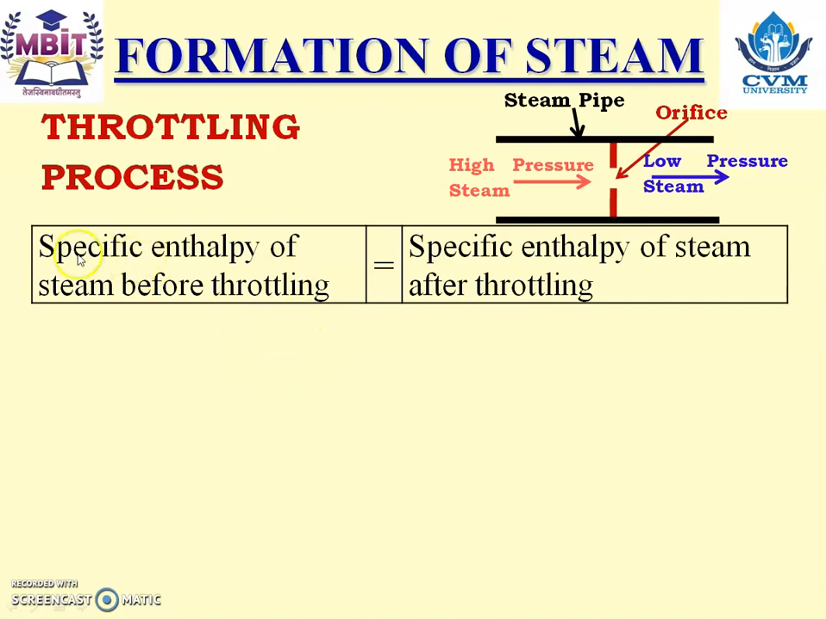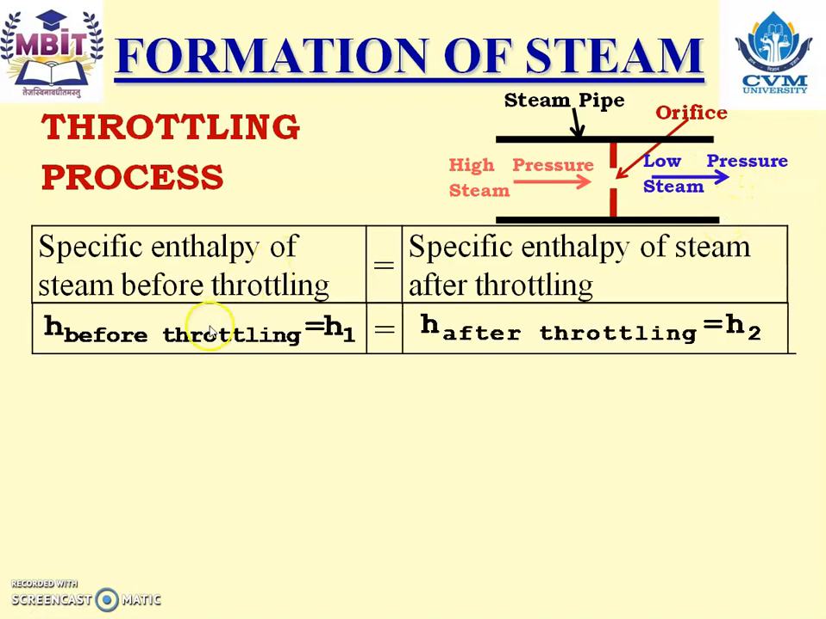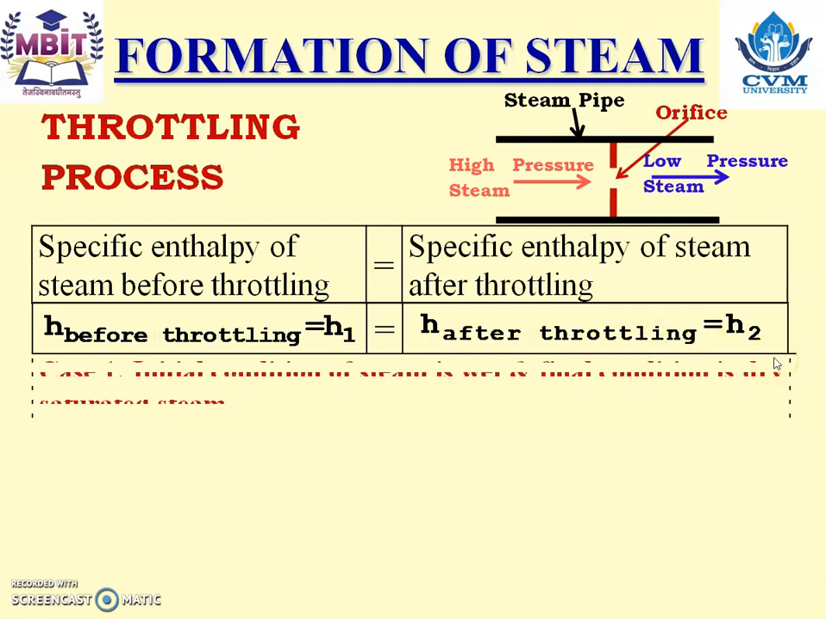Now let us study: the specific enthalpy of steam before throttling is equal to the specific enthalpy of steam after throttling. Whatever the enthalpy of steam before throttling, the same enthalpy it will have after throttling. Pressure may be less. So enthalpy before throttling H1 is equal to enthalpy after throttling, that is H2.